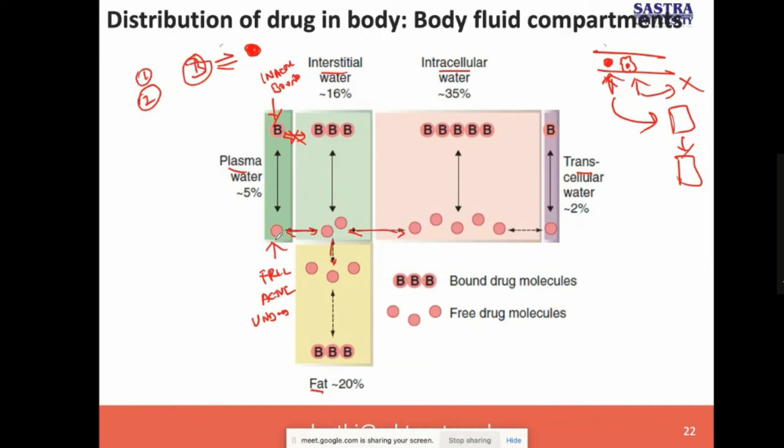Yes, absolutely right. So one and only reason is the size. If it is free, the molecule has a smaller size. If it is bound to protein, we have to consider the size of the drug molecule together with the protein molecule, which is even larger. That is the reason why it cannot be transferred from one compartment to another compartment. Is that understandable? Yes, right? Okay.